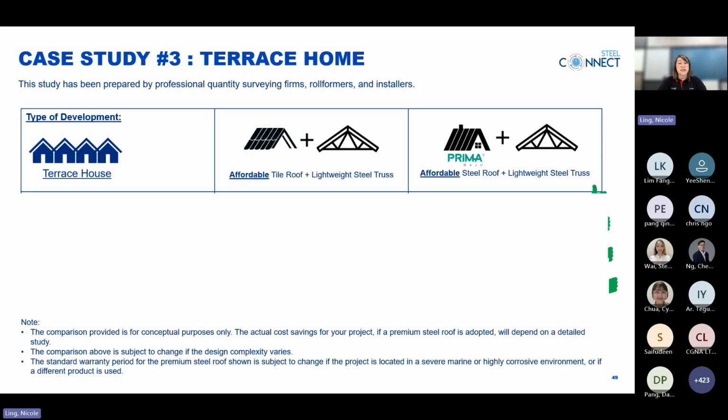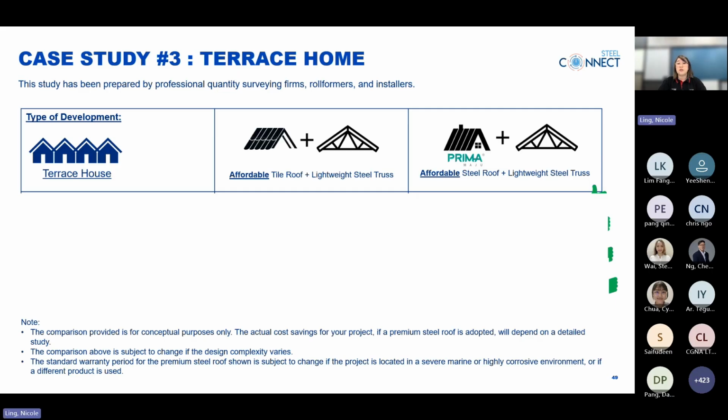In case study 3, terrace home, we compare affordable segments. That means affordable tile roofing with affordable steel roofing. For the steel option, we use Premium Module this round. It is a product made by NS BlueScope in the affordable range. Same as the earlier studies, this is a like-for-like comparison within the same design category. Even in these affordable segments, the results are very clear.